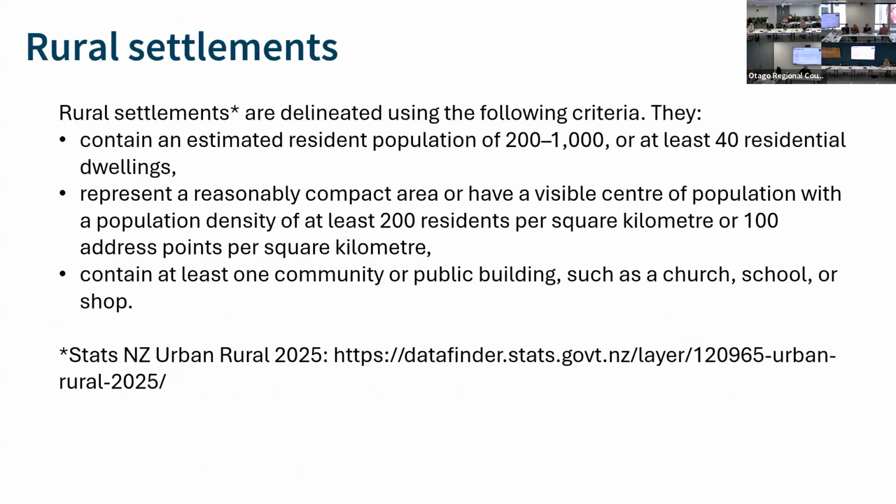It's a Stats NZ classification. And you can see here that you would have a resident population between 200 and 1,000, or at least 40 residential dwellings. It's a compact area with a visible centre of population and a particular population density, and it contains at least 1 community or public building. So that's the basis of the rural settlements.